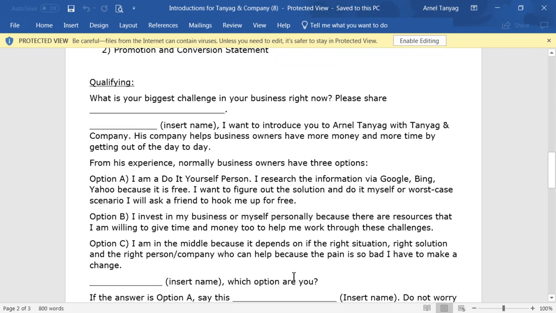Option C is somebody in the middle, because it depends on the right situation, right solution, right person, company who can help, because the pain is so bad, they have to make a change.